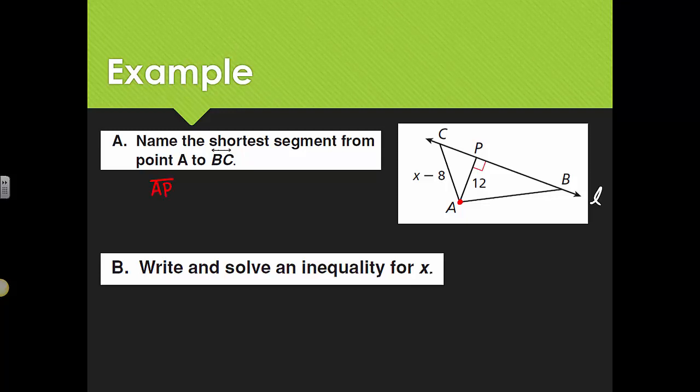Now it says write an inequality and solve that inequality. So if AP is the shortest, that means the length of segment AP is shorter than that of AC. And since we know AP is 12 and AC is x minus 8, we can solve this inequality for x by adding 8 to both sides. We get 20 is less than x, or another way to write that would be x has to be greater than 20.